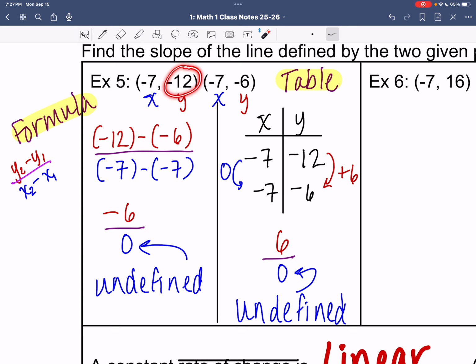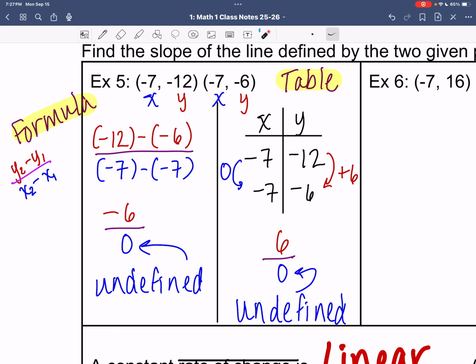So I'm going to go negative 12, and notice I put that in parentheses. That's my y, so I'm going to subtract my other y, which is negative 6. Again, I put that in parentheses because I'm subtracting both of them. So when you simplify, your two negatives make a positive, so you're going to get -6.